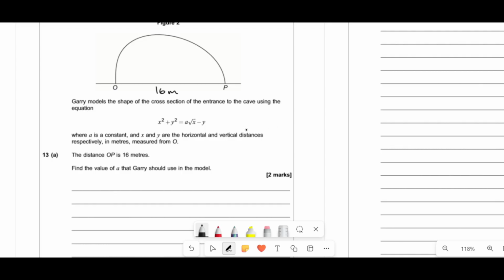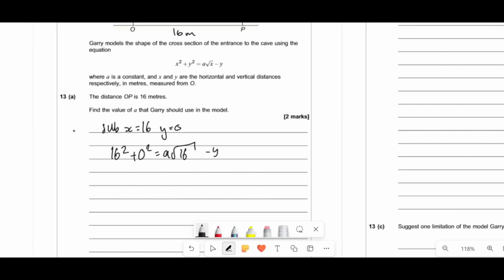In the question, it tells us that x is the horizontal and y is the vertical distances. So across from O to P, we're not actually crossing any vertical distance, it's just horizontal. We can sub in x equals 16 and y equals 0. So if we do that, we get 16 squared plus 0 squared equals a root 16 minus 0. So 16 squared is 256 equals a root 16. Then 256 divided by root 16 is 64, so a equals 64.